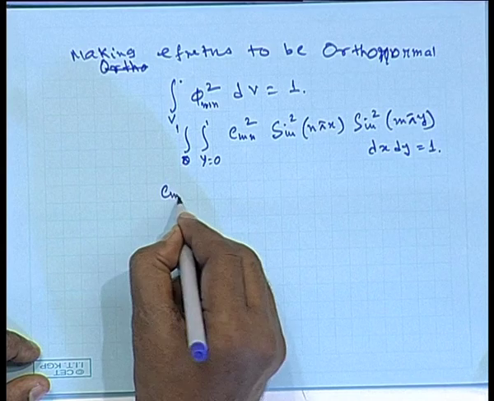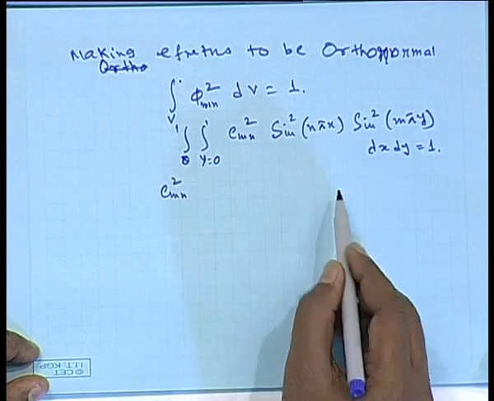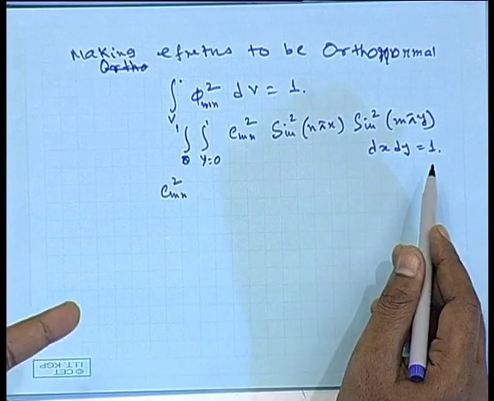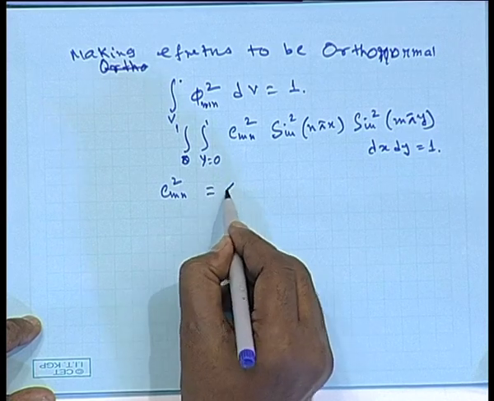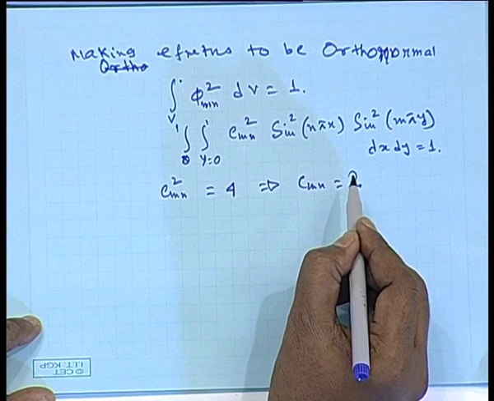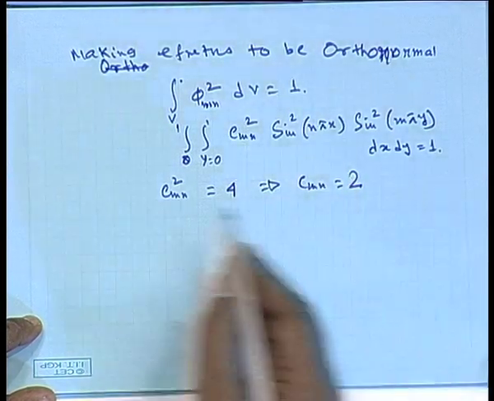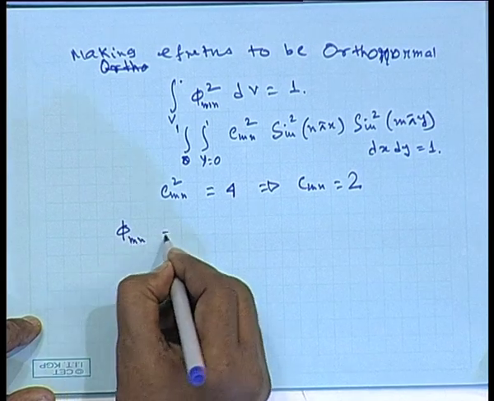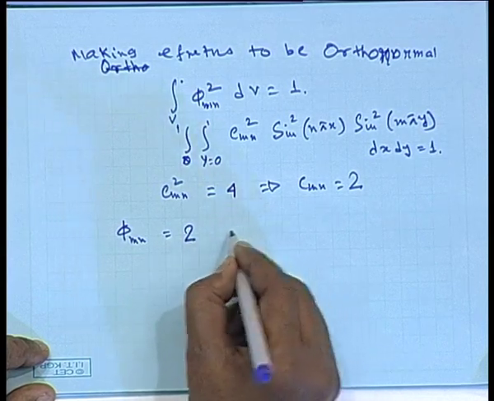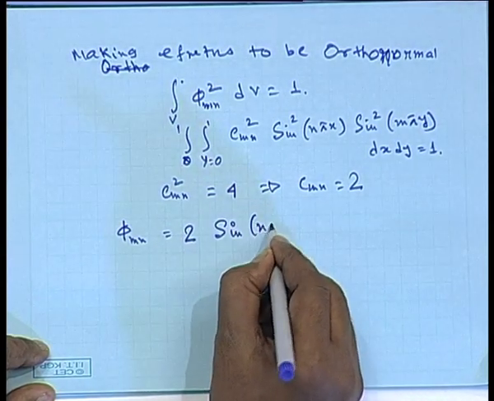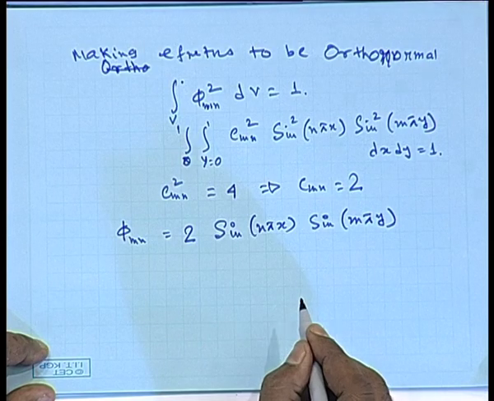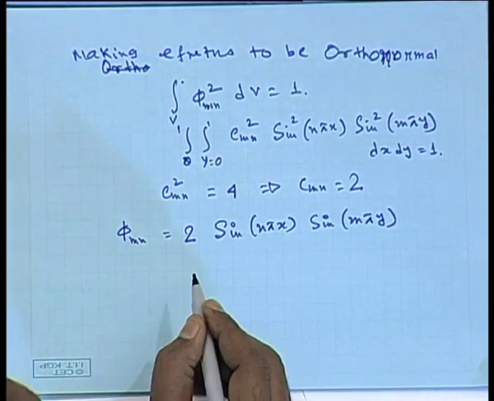So, c m n square times integral of sin square n pi x dx, that will be half, times integral of sin square m pi y dy over 0 to 1, it will be again half. So, it will be 1 by 4, so c m n square will be equal to 4. So, c m n will be nothing but 2, right. So, your eigenfunctions are now completely defined: 2 sin n pi x sin m pi y, and now your Green's function is completely defined.